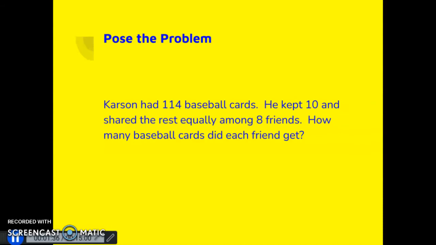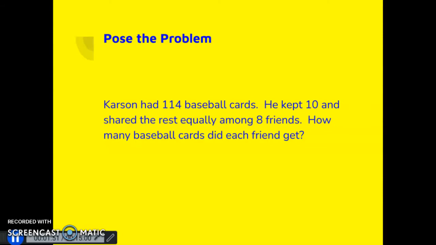So we're going to start out with this problem. And the problem says that Carson had 114 baseball cards. He kept 10 and shared the rest equally among 8 friends. How many baseball cards did each friend get?